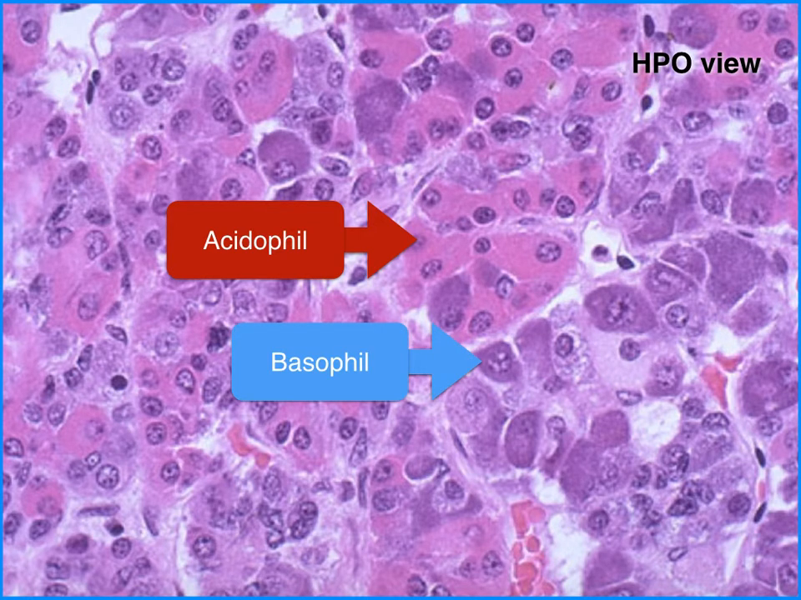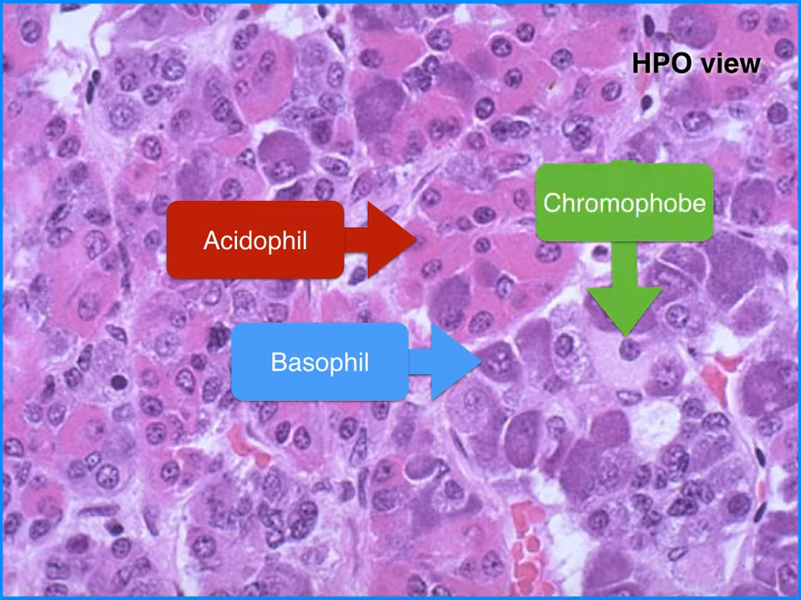Shown by the blue arrow is the cell known as basophil. In contrast to the acidophil, basophils appear as darker cells with purple cytoplasm. They secrete TSH, ACTH, FSH, and LH. Shown by the green arrow are the chromophobes. They are paler compared to both acidophil and basophil. They are cells that have degranulated their contents.